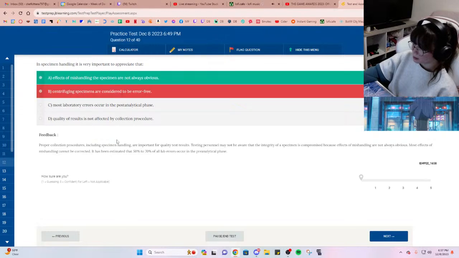Let me see. Shoot. Proper collection procedures, including specimen handling, are important for quality test results. Testing personnel may not be aware that the integrity of a specimen is compromised because effects of mishandling are not always obvious. Most effects of mishandling cannot be corrected. It has been estimated that 50 to 70% of all lab errors occur in the pre-analytical phase. Oh my god, I'm so hungry.